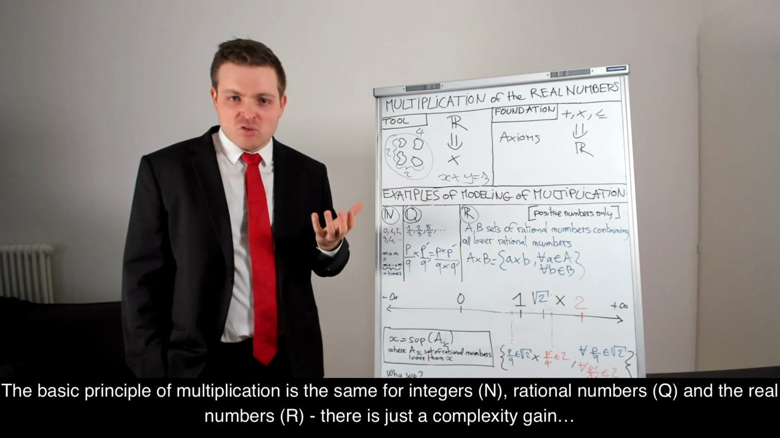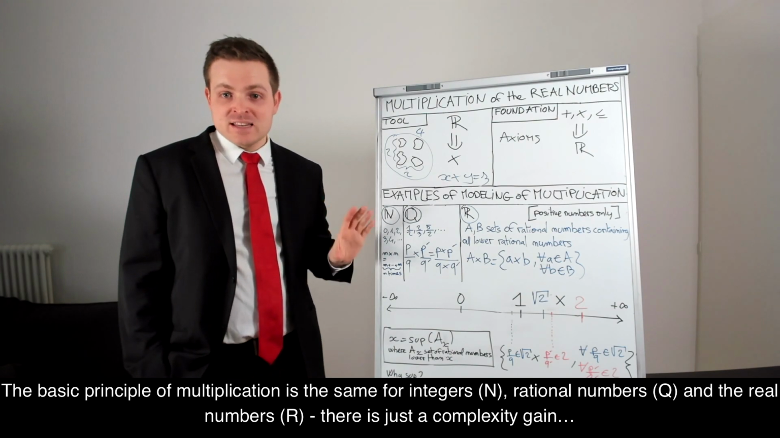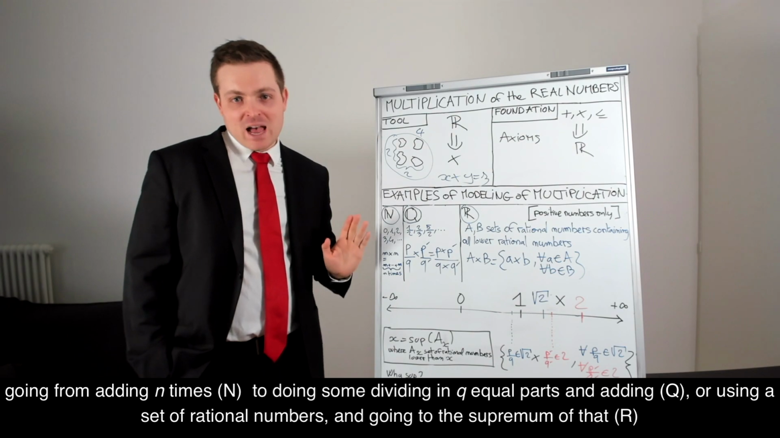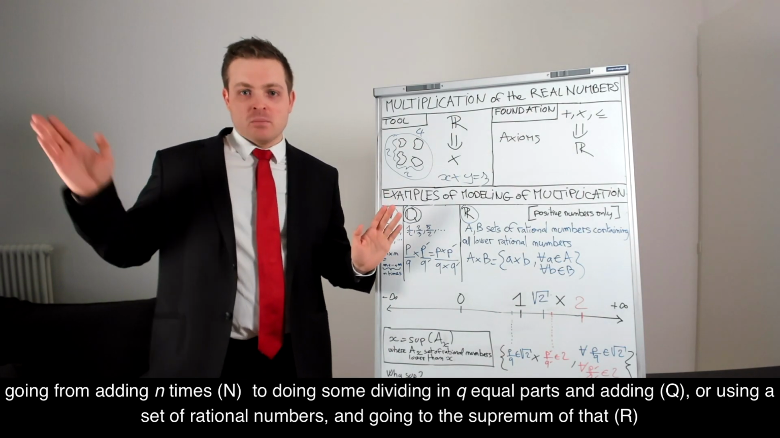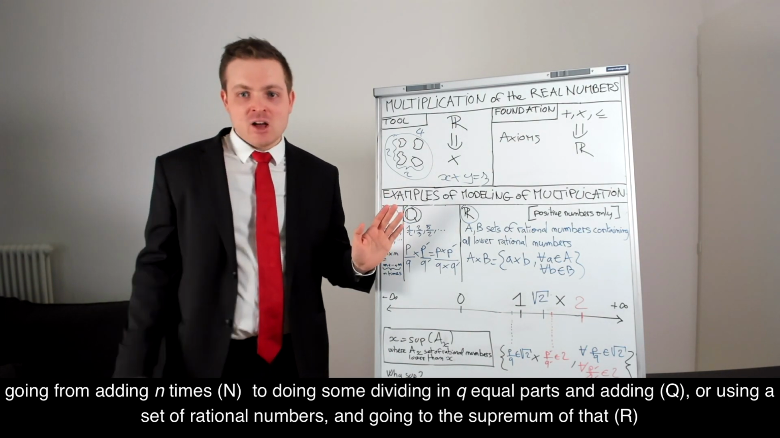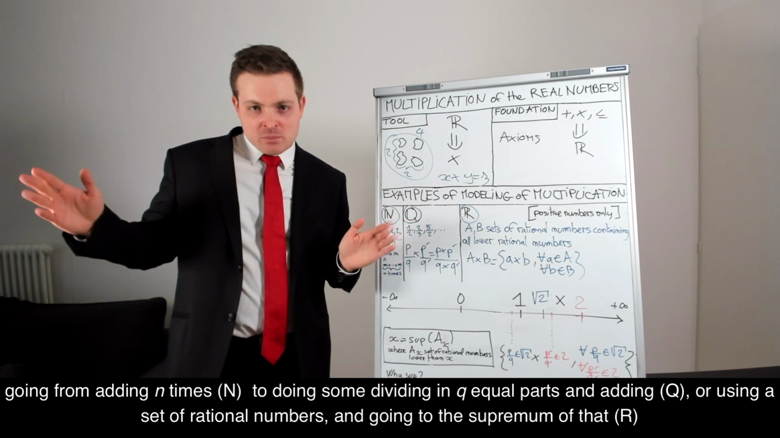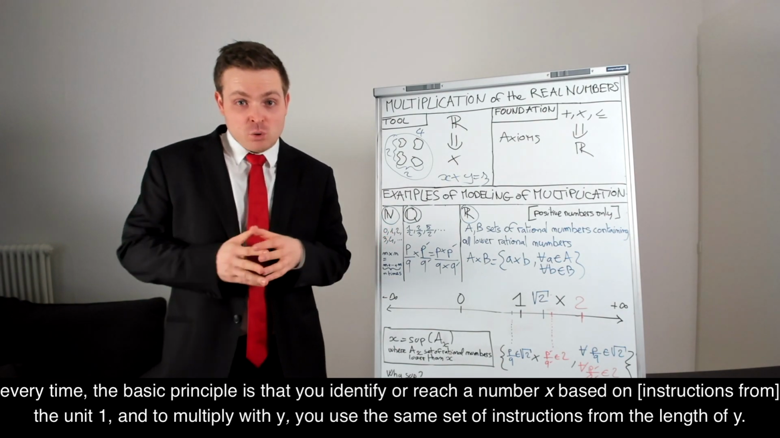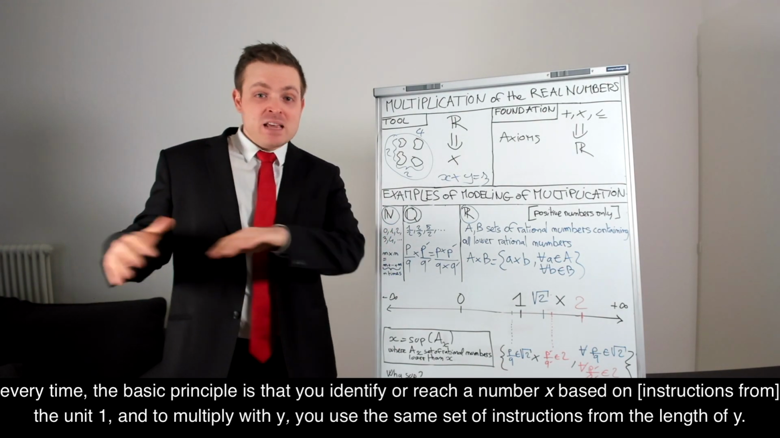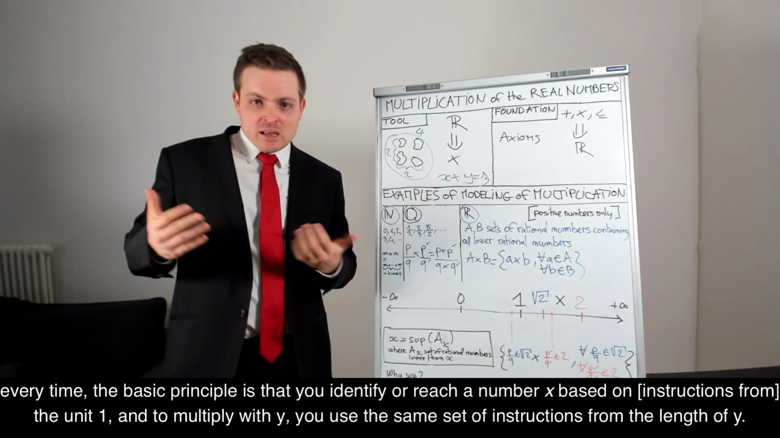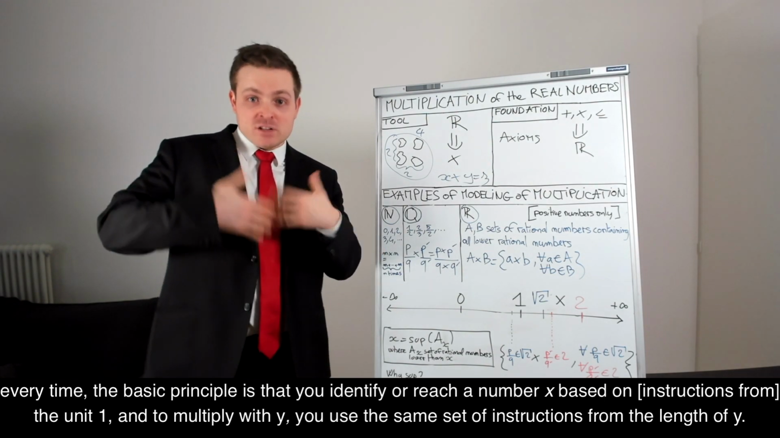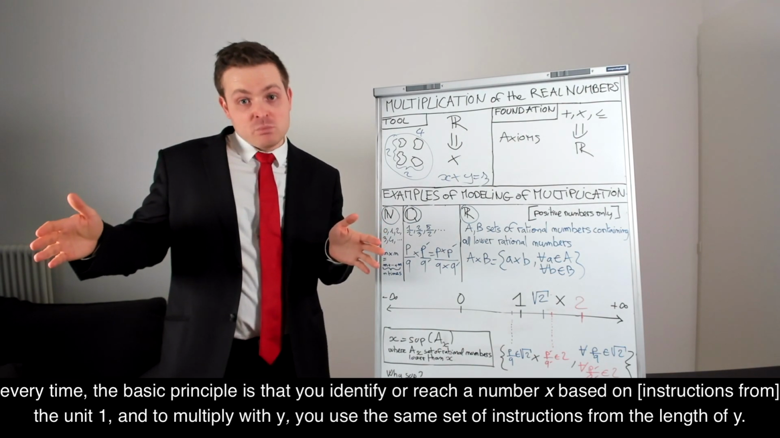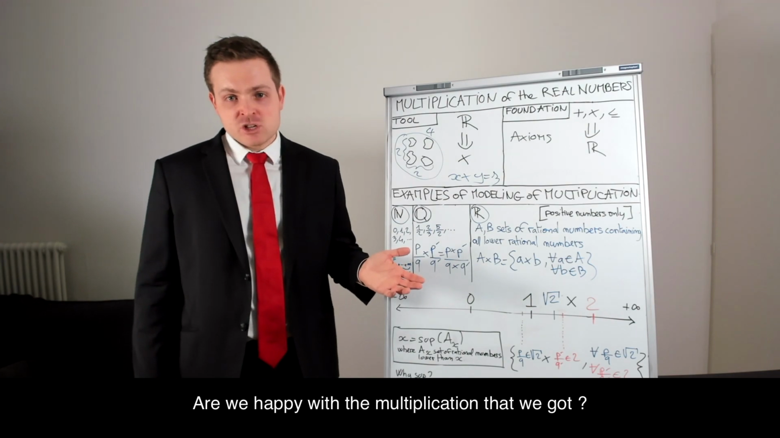The basic principle of multiplication is the same for the integers, the rational numbers, and the real numbers. There's just a complexity going from adding n times to doing some dividing in equal parts and adding, or using a set of rational numbers and going to the supremum of that. But every time, the basic principle is that you identify or reach a number based on the unit, and to multiply, you actually use the same set of instructions, but you apply them to the length of the number you want to be multiplied. Are we happy with the multiplication that we got?